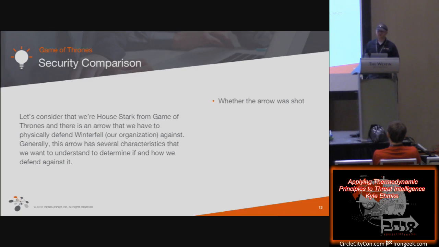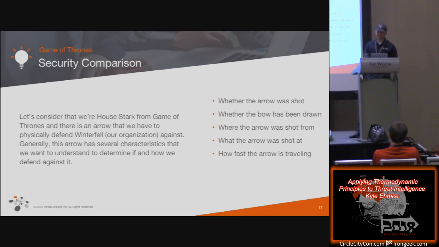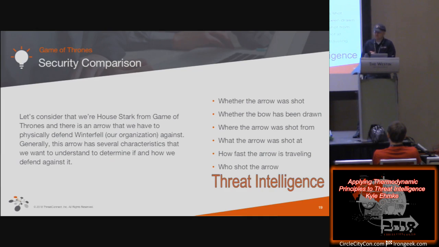That might include whether the arrow was actually shot, whether the bow holding the arrow has been drawn, where the arrow was shot from, what the arrow was shot at, how fast the arrow is traveling, and who shot the arrow. Now, ultimately, these things boil down to our threat intelligence and mimic our earlier definition of threat intelligence.